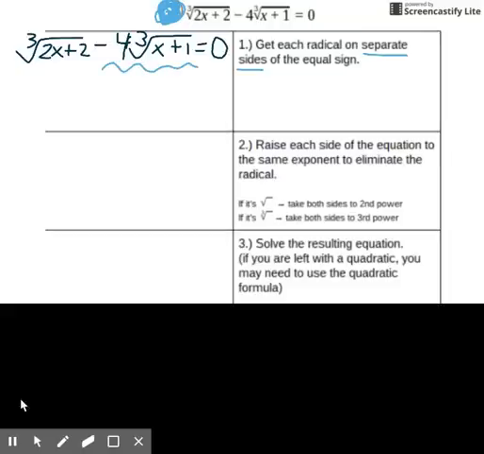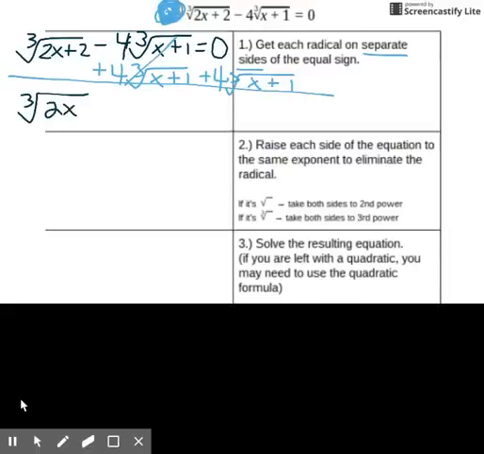So the first thing I notice is that there is a minus right here. So I need to do the opposite of subtracting, which is adding. So I'm going to add 4 times the cubed root of x plus 1 to both sides. So that's going to move this away from this side. So I'm going to end up with the cubed root of 2x plus 2. So that's totally canceled. Equals 0 plus, so it's 4 times the cubed root of x plus 1. Okay, so they're now on separate sides, so check.